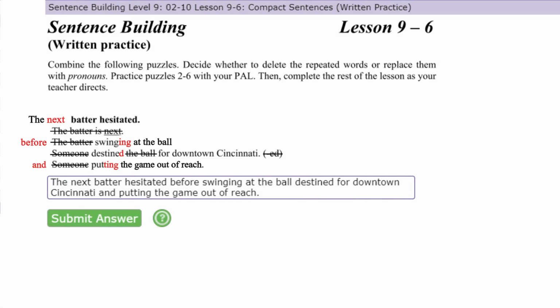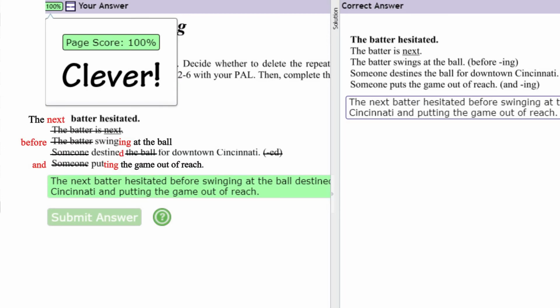Capital T, the next batter hesitated before swinging at the ball destined for downtown Cincinnati and putting the game out of reach, period. That sounds like an acceptable English sentence. Click Submit and see if the computer agrees. It does. The combined sentence was acceptable.